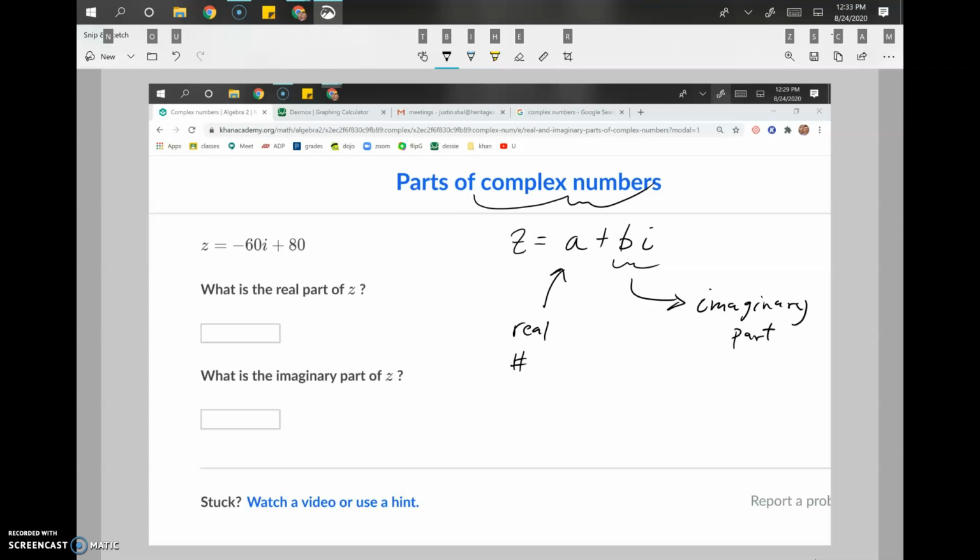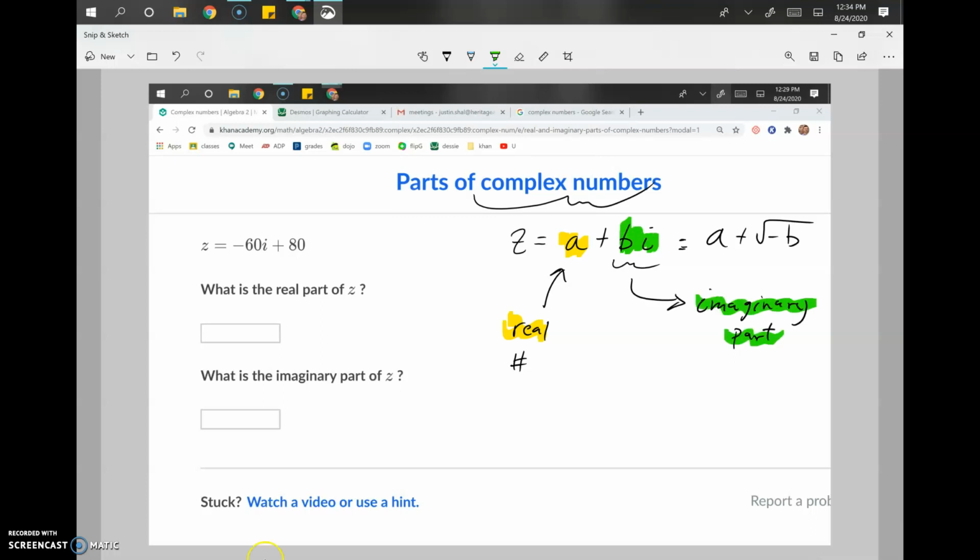But note that B will be some number. You may also see it expressed as A plus radical negative B. Same concept here, where the radical of a negative is the Bi part. So with the real part, which is A, we get the imaginary part, which is the Bi part.